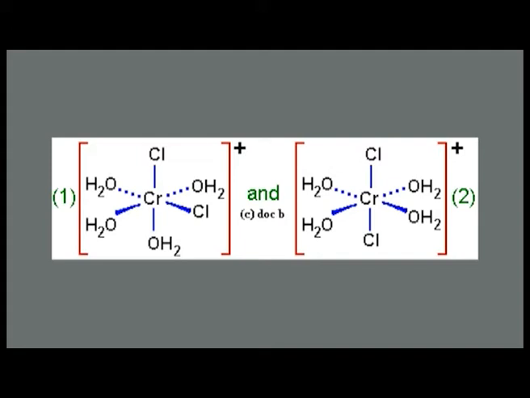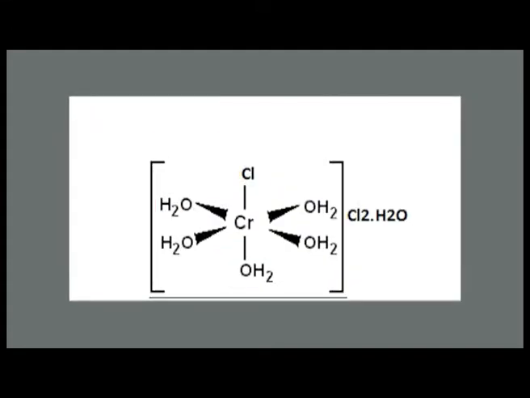If one chloro ligand replaces a water molecule and one water exists as water of crystallization, then the arrangement will be like [CrCl(H2O)5]Cl2.H2O. The known molecule of this structure is a grey-green colored compound.